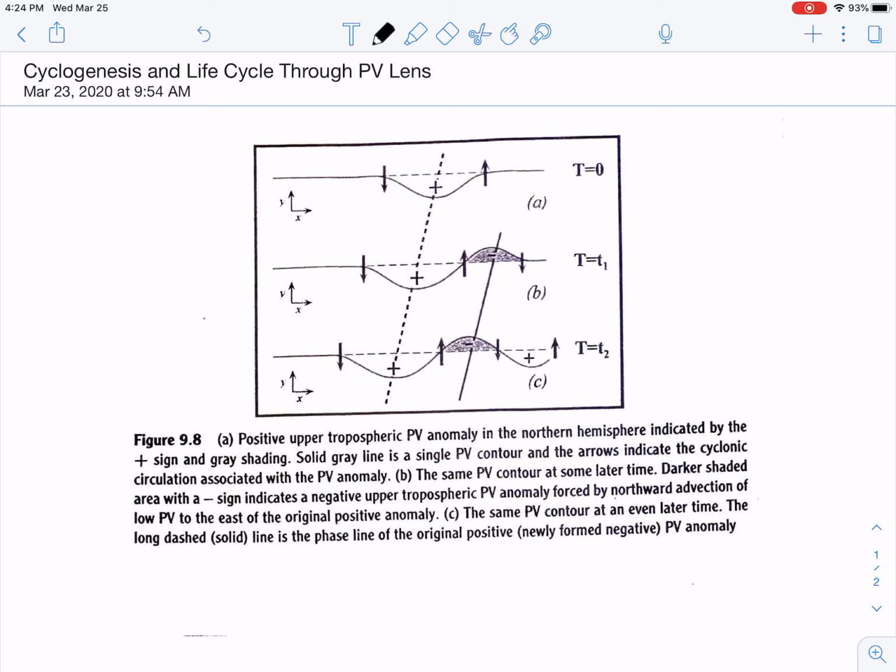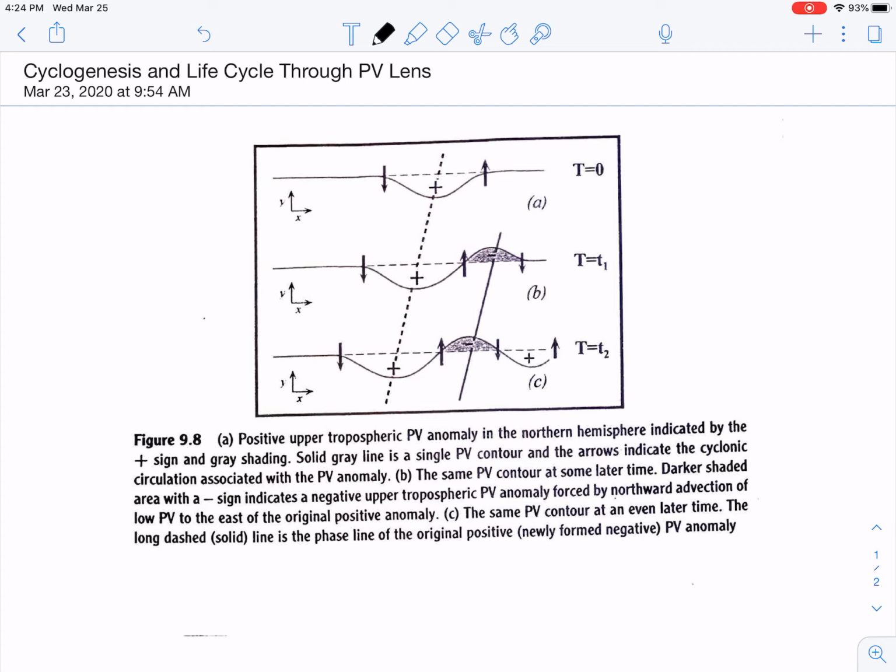In this video, we're going to talk about how our upper level positive PV anomalies and our low level positive theta anomalies can work together to form cyclones and thus begin the life cycle of our mid-latitude cyclones through this PV lens. And so we're going to begin by looking here at our upper level positive PV anomalies, which we've depicted here in this figure from Jonathan Martin's book, Mid-Latitude Dynamics.